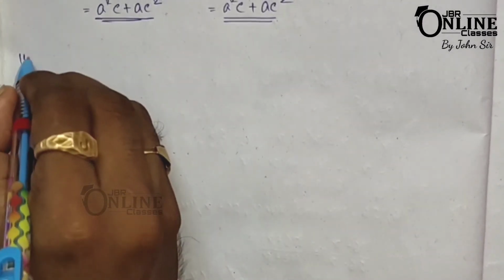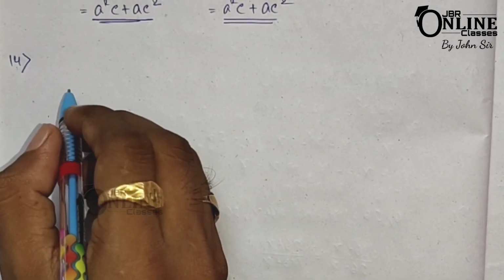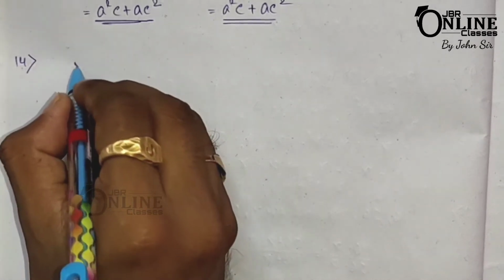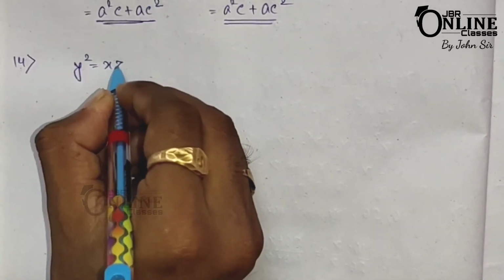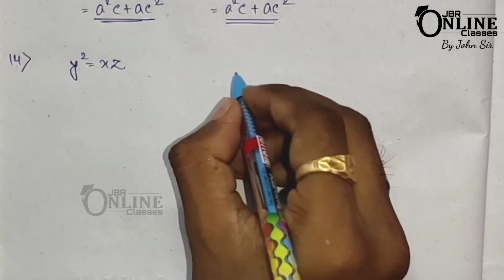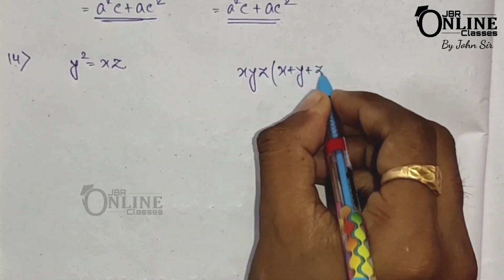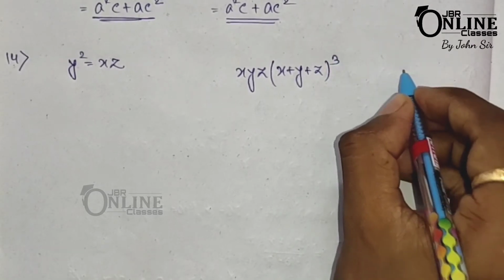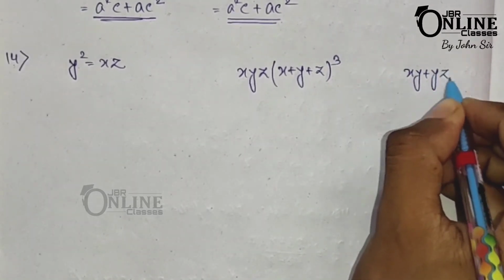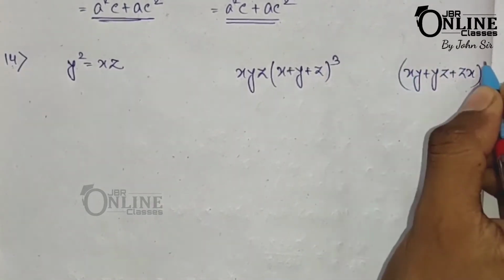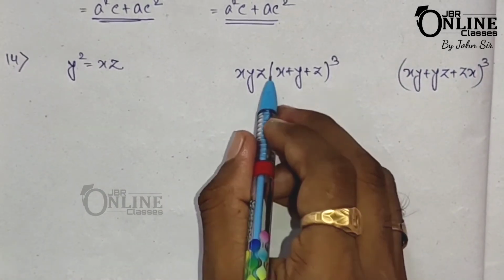Now sum number 14, similar kind of problem. If y is the mean proportional between x and z, then y square equal to xz, and you have to prove that xyz into x plus y plus z whole cube, that equal to xy plus yz plus zx whole cube. Okay, so you have to prove this one to this one.